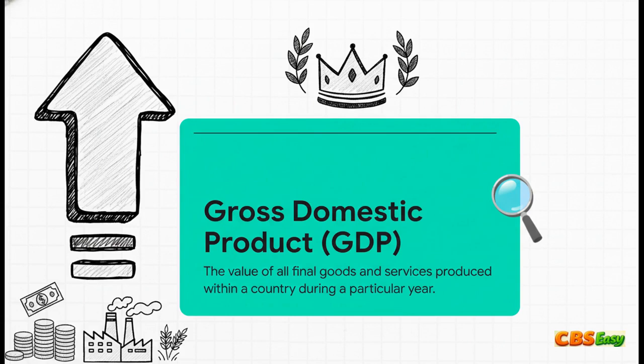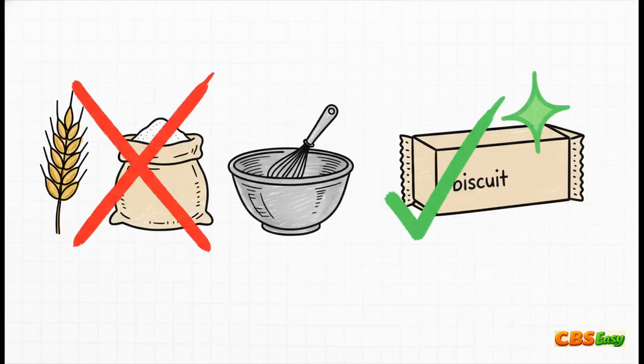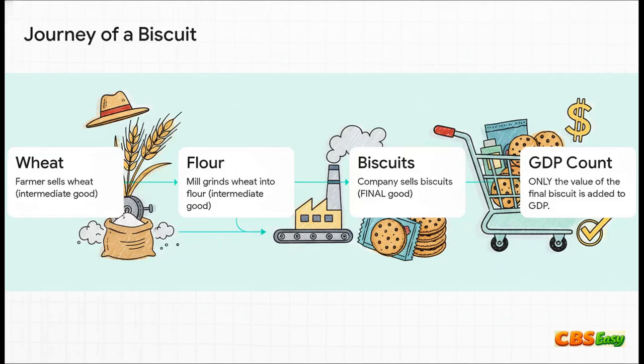But, and this is a big but, there's one very important rule when you're calculating it. Okay, everybody, listen up, because this is a classic exam trap. When we calculate GDP, you only count the value of the final product. You have to ignore the value of the intermediate goods, the ingredients, because their value is already baked into the final price. Let's just follow this biscuit for a second. The farmer's wheat and the mill's flour, those are intermediate goods. If we counted their value and then counted the final value of the biscuit, we'd be counting the wheat and flour twice.